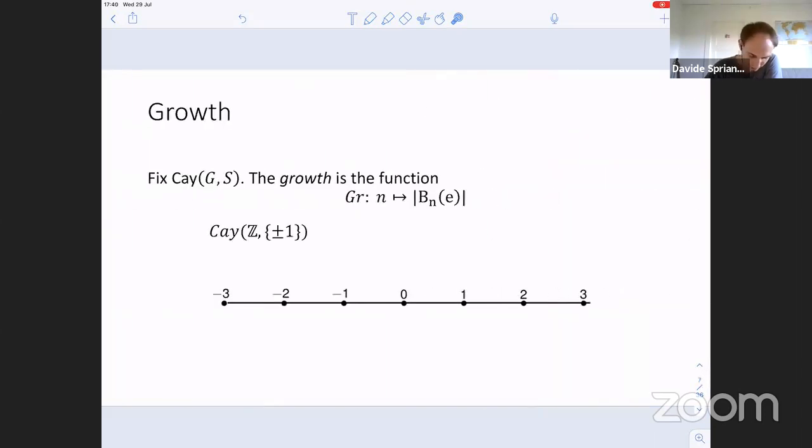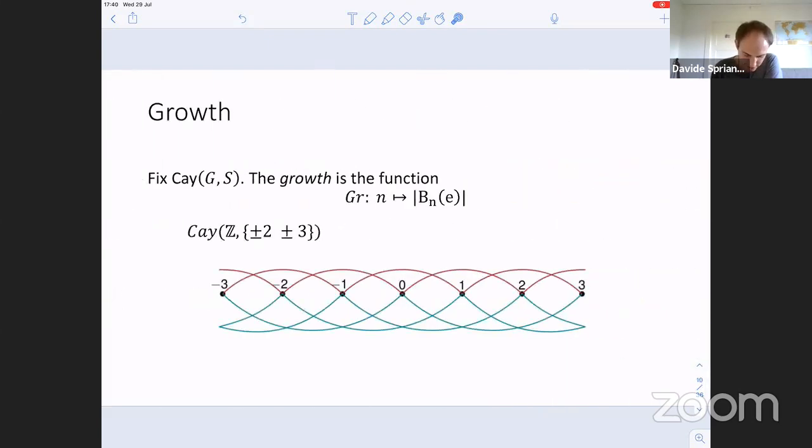So for example, if we take the Cayley graph of Z with the standard generators, then the growth at 1, so the image g(1), is 3. So there are 3 elements in the ball of radius 1. Very good. If we take the ball of radius 2, it's 5. Very good. Excellent. But these change if we change the generating set.